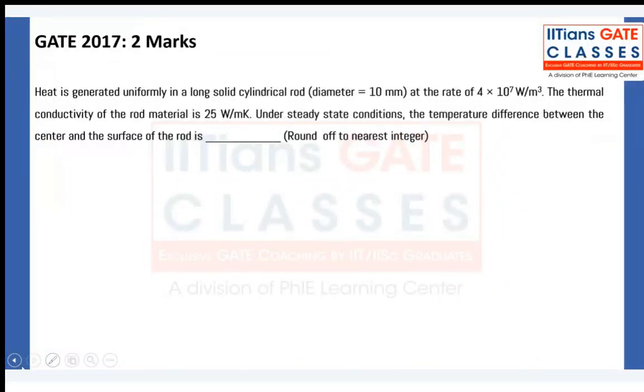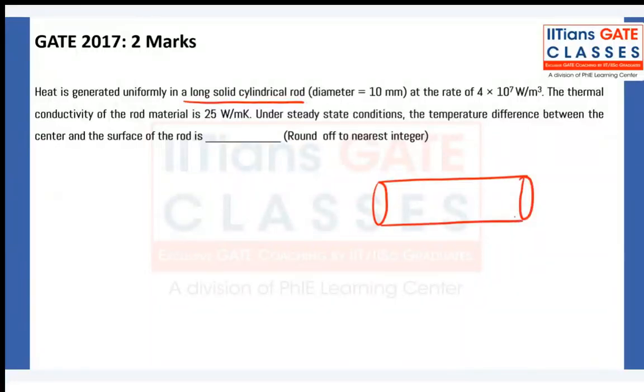It is a 2017 2-mark question. Heat is generated uniformly in a long solid cylindrical rod, with diameter 10 millimeter, at the rate of, you see, what is this? Is it capital Q or small q? Small q, because it is watt per meter cube.